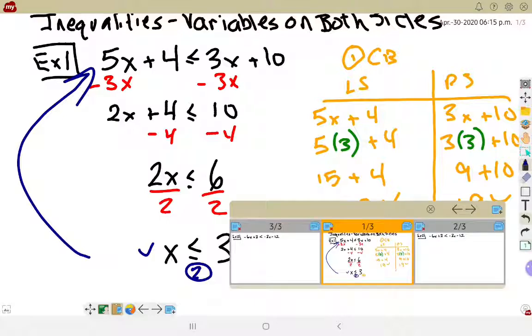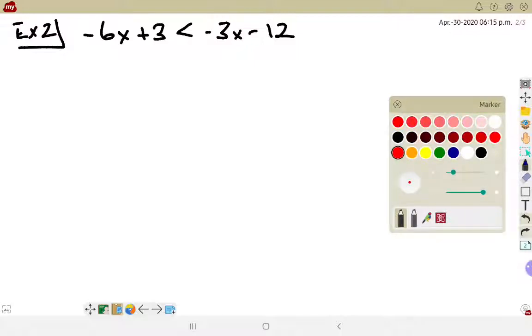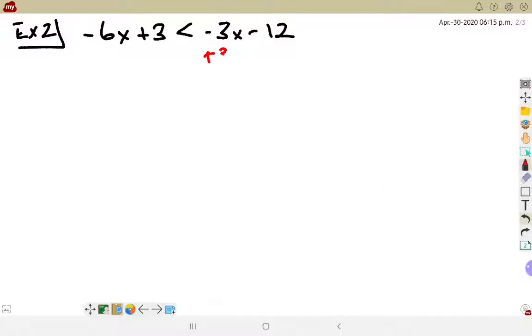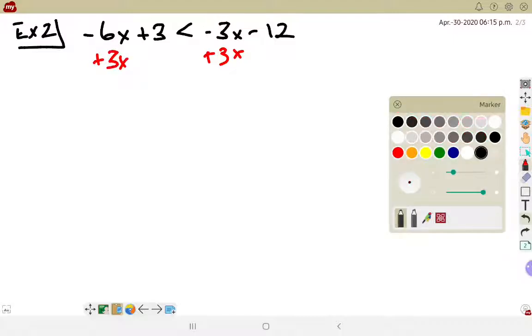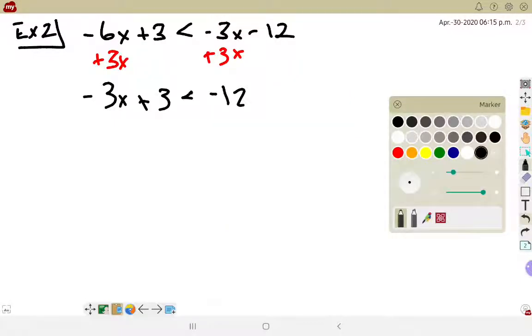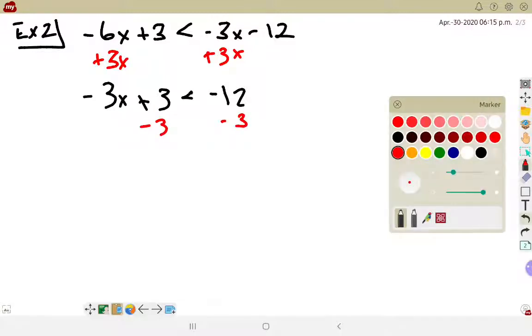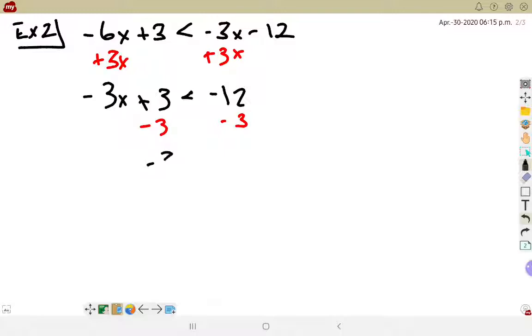Okay, let's do another example. Again, just like before, I'm going to move everything onto the left-hand side. I'm going to do that by adding 3x onto both sides. This leaves me with negative 3x plus 3 is less than negative 12. Then I'm going to get rid of the constant by subtracting 3 on both sides. So now I have negative 3x is less than negative 15.